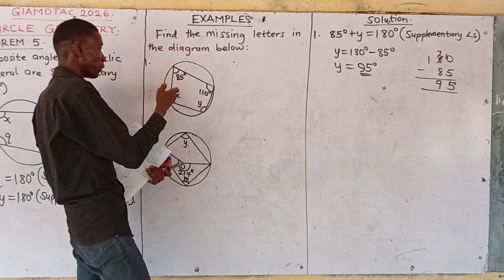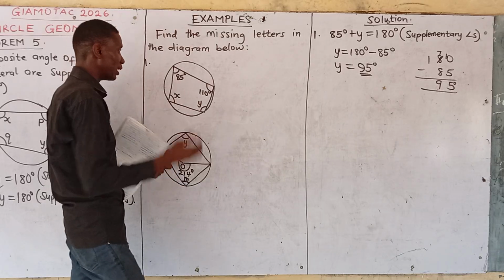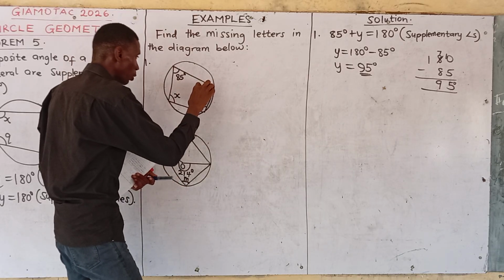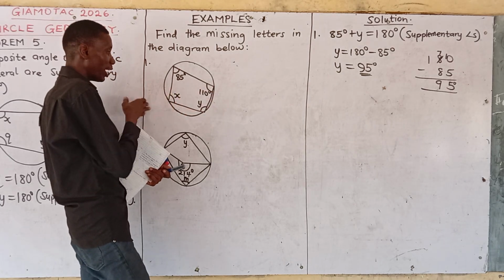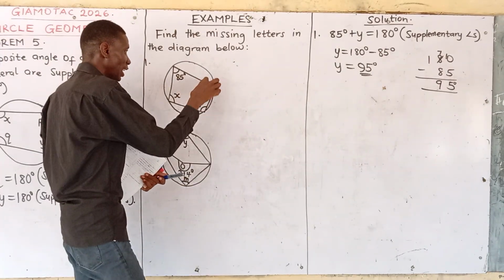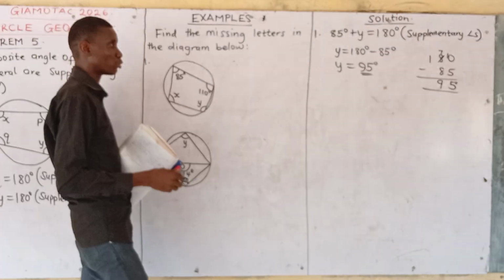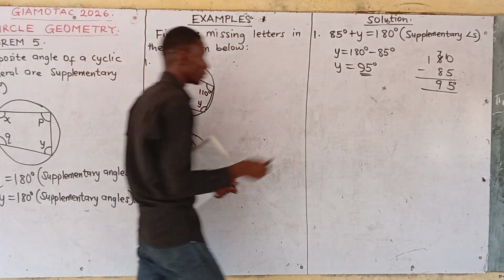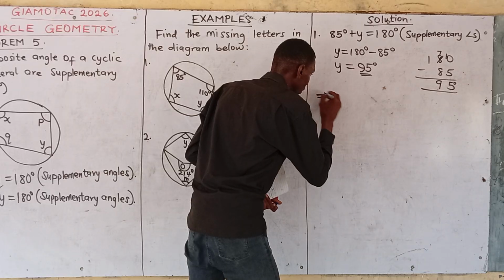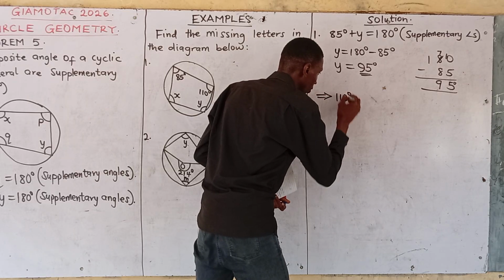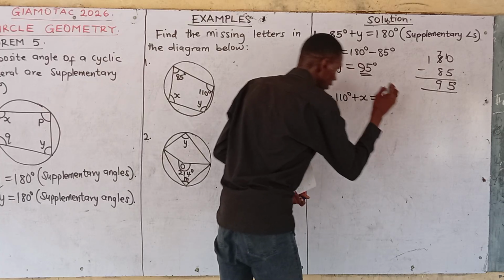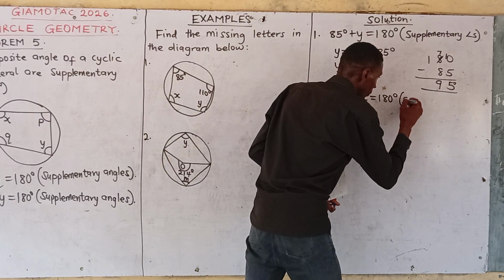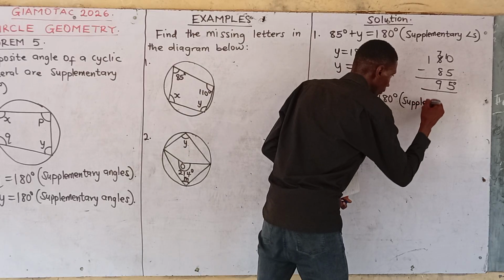The next one is to find my x. I will apply the same method. 110 and x are opposite to one another. So I can also make use of theorem 5 to solve this. This implies that 110 degrees plus x will be equal to 180 degrees. What is my reason? Supplementary angles.